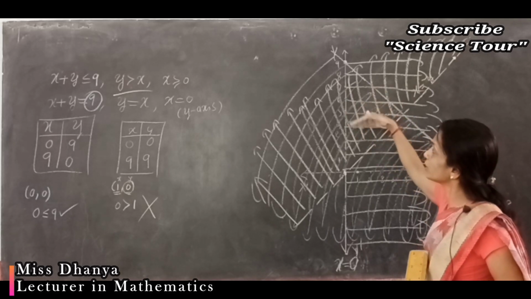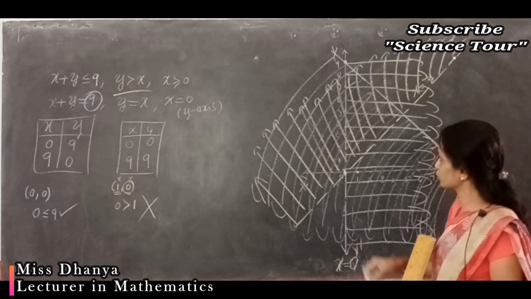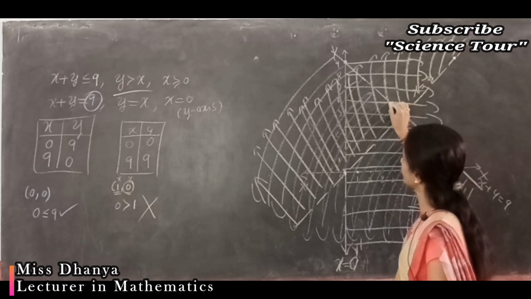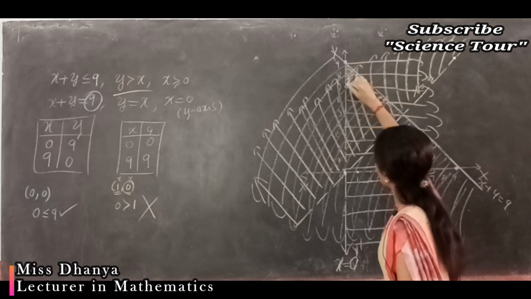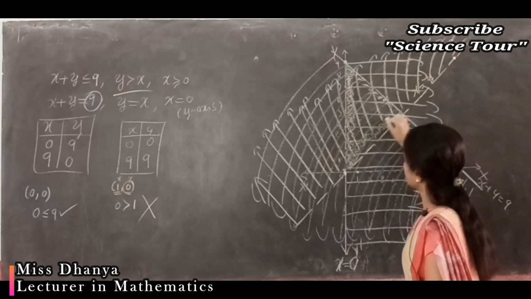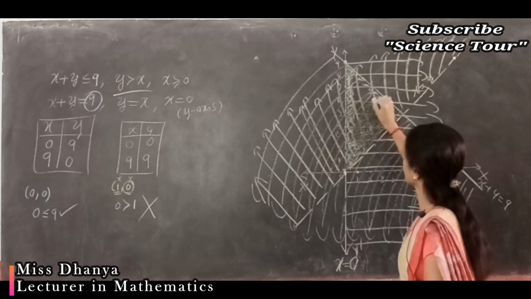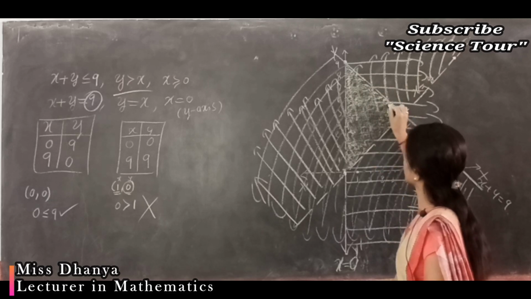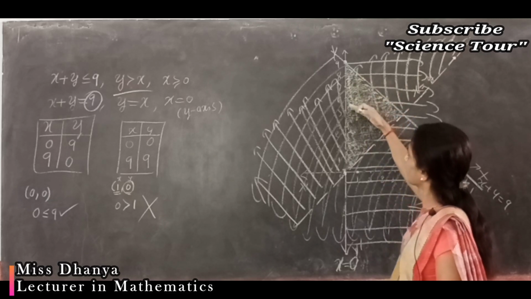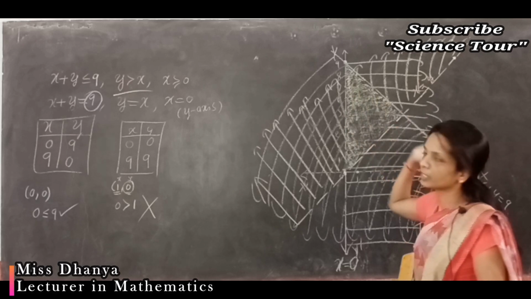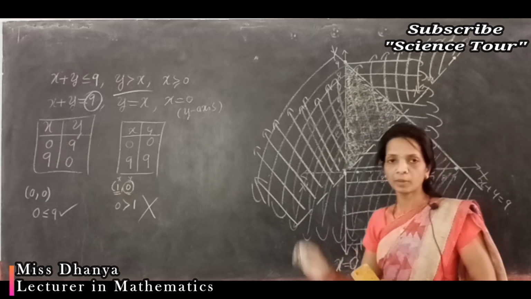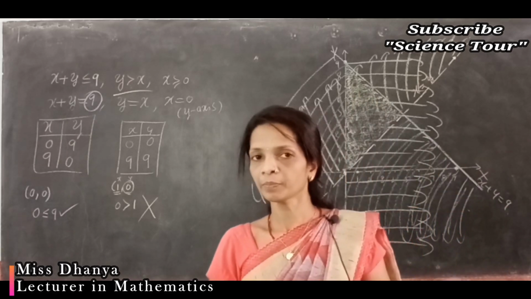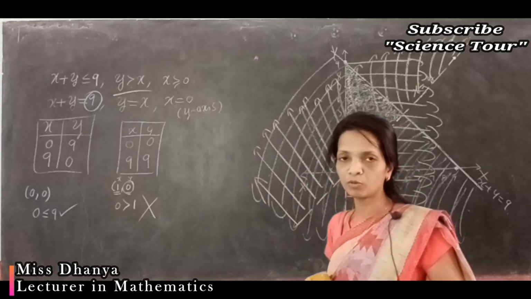In which region are all three shadings common? That region I will highlight now. In your graph that region will automatically be dark because you gave close shadings. So in this region you can see yellow shading, then blue shading and green shading. So this is the common solution region for the system of inequalities.